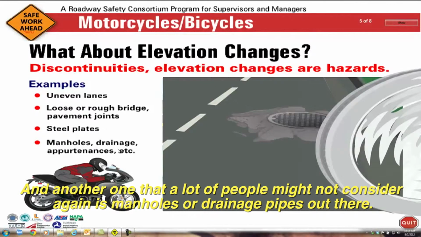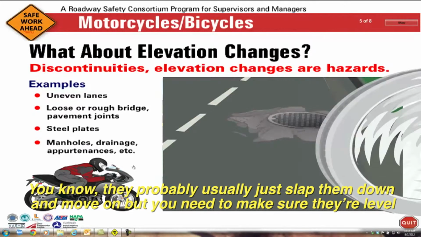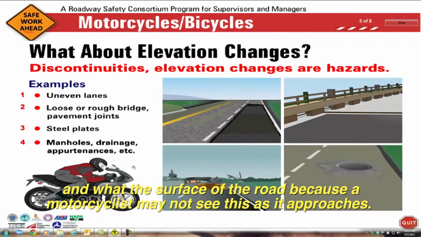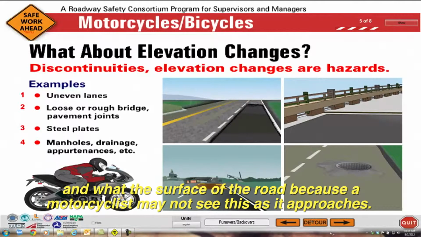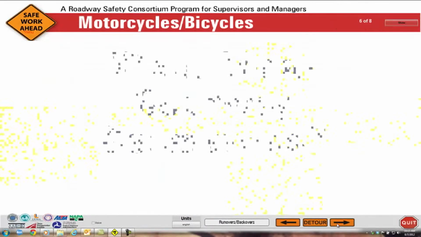And another one that people might not consider, again, is manholes or drainage pipes out there. They probably usually just slap them down and move on, but you need to make sure they're level with the surface of the road, because a motorcyclist might not even see this as it approaches.